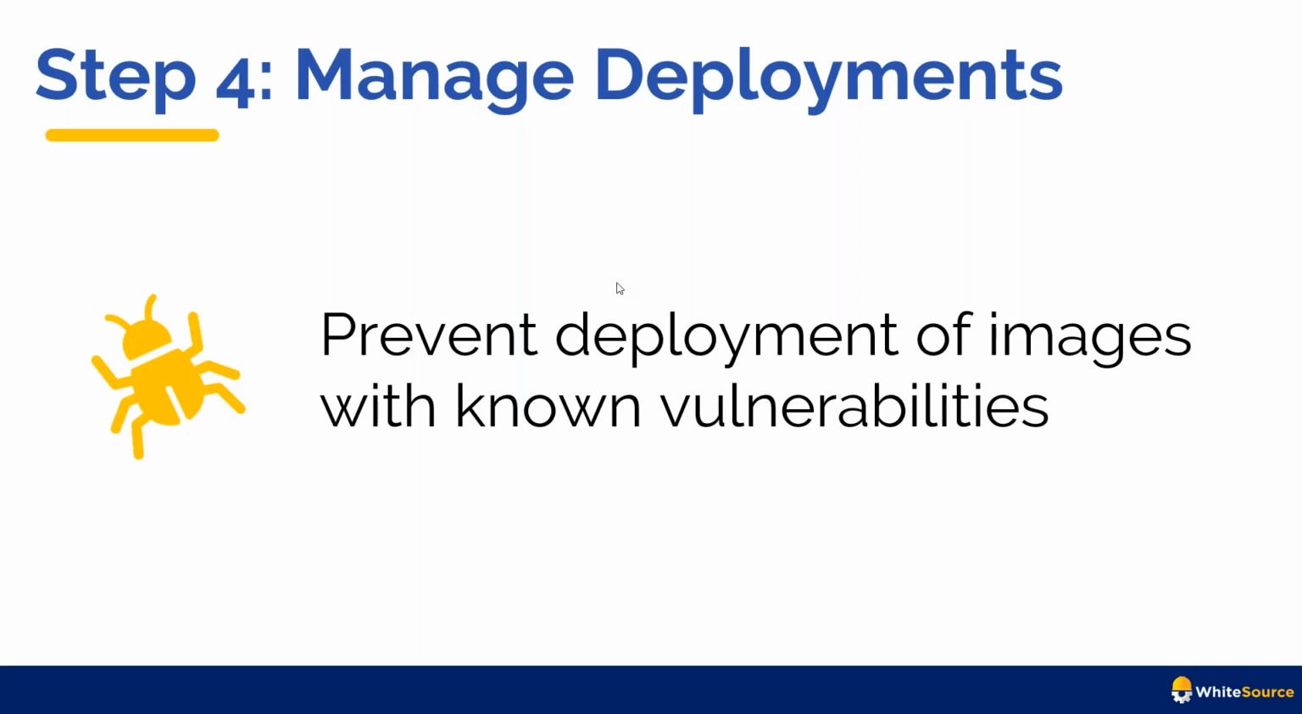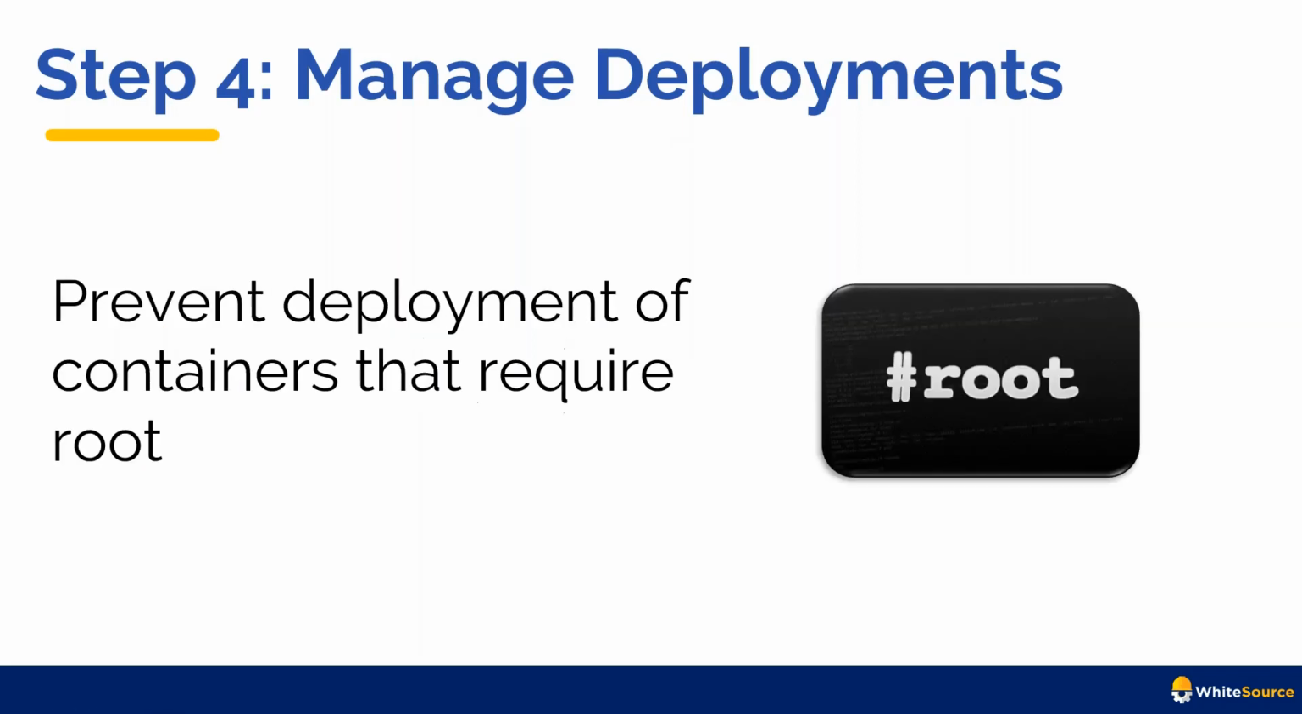So it's really important to have a gate that prevents deployment of images with known vulnerabilities. And in Kubernetes, for example, they have admission controllers, which can actually do this quite automatically. There are very good tools to actually do it automatically. So it's really important to take advantage of that and actually use it. And the next point is actually to prevent deployment of containers that require root.